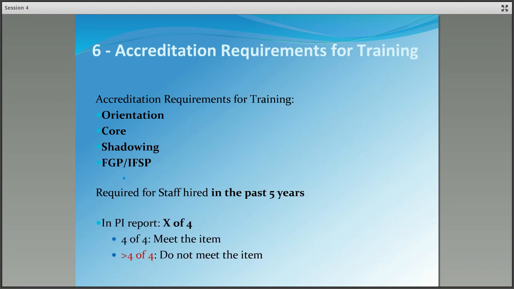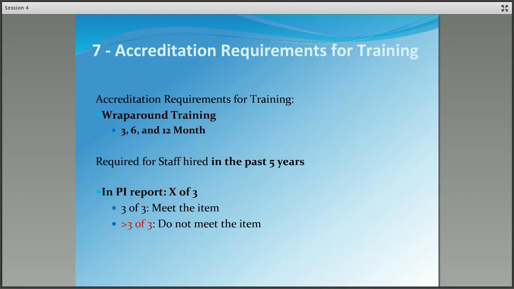Trainings will show up on your PI reports as X of 4. If all workers have all the trainings they need for each of these 4 categories, you'll get a 4 of 4 and will meet the item. However, if all workers have their orientation, core, and FGP, IFSP trainings on time, but some workers do not meet the shadowing requirements, for example, you'll get a 3 of 4 and will not meet the item. When the PI reports are sent out, you'll also be given a list of which workers do not meet the requirements for each training element, so you can easily see who needs further training or who didn't get their training on time.